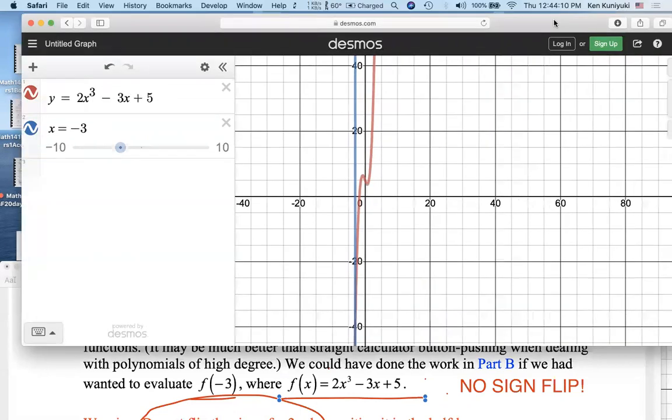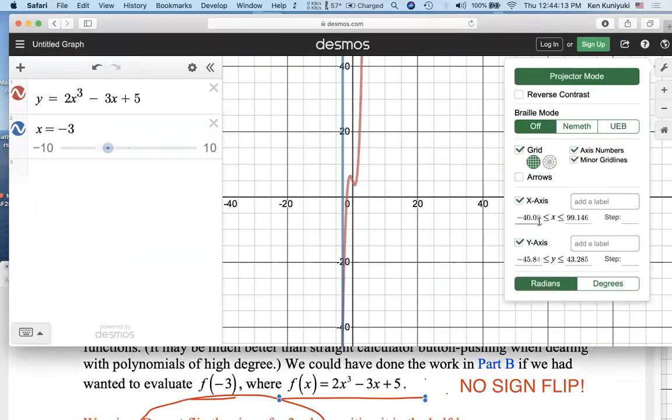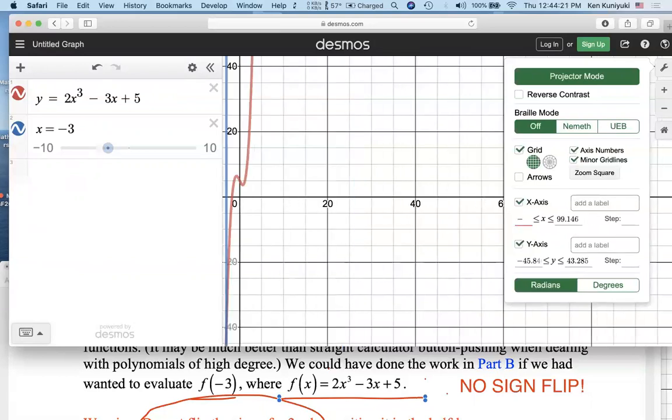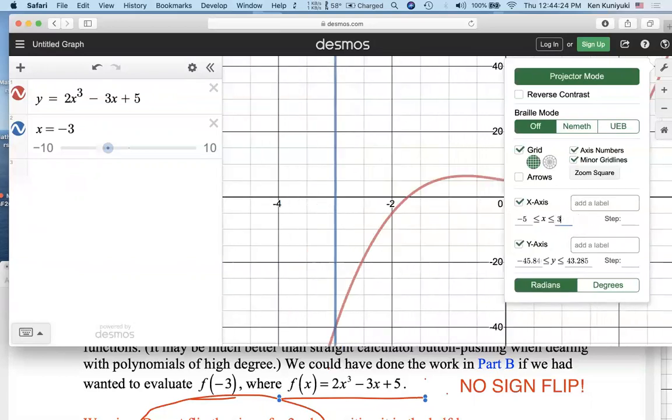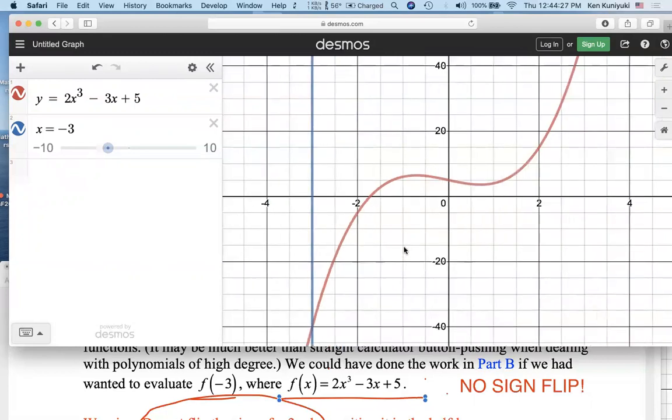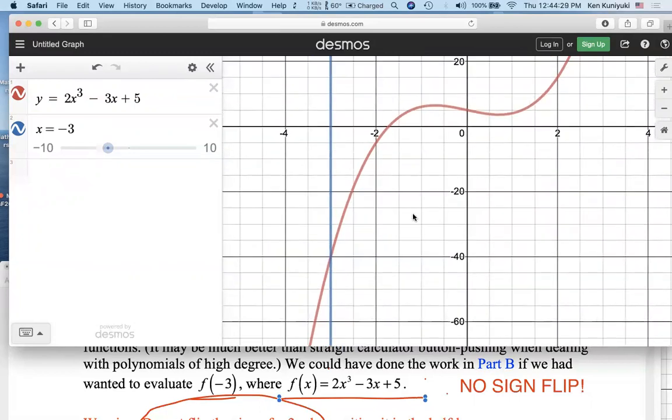Now it might help if I change the window. So let's make the x go from negative 5 to 5. Okay, so unequal scales, that's okay. Well, actually, it works out very nicely. You can tell right now it's going to be negative 3, comma, look at this, negative 40. So I want to know the point on this red graph that has x coordinate negative 3. What's the function value at negative 3? What's the y coordinate? F of negative 3 is, lo and behold, negative 40. That's the y coordinate of this point.